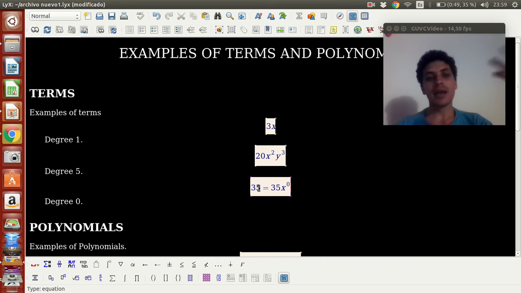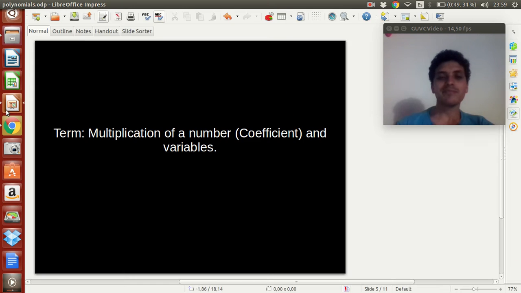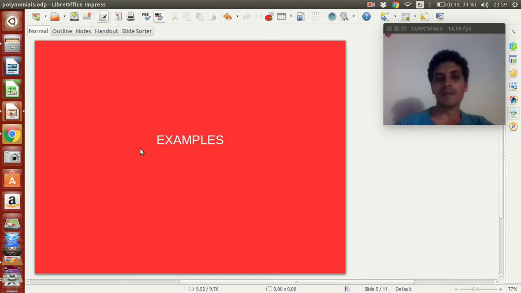Okay? And let me show you examples of polynomials. So what is a polynomial? Many terms joined by addition or subtraction. So for example, if I write 3x plus 20xy to the third minus 35, I have many terms joined by addition and subtraction, so I have a polynomial. Easy to understand. Really? Now, we have seen examples of polynomials.